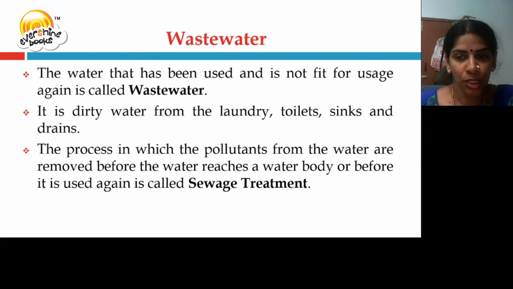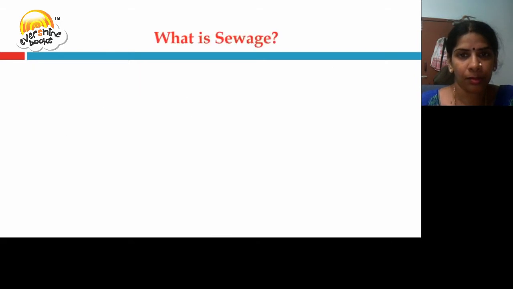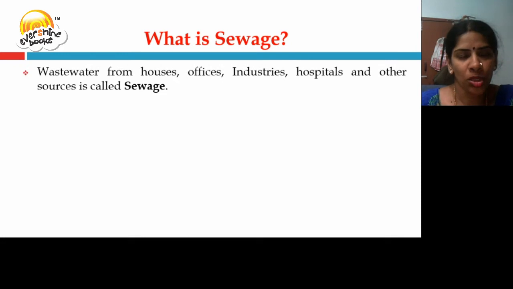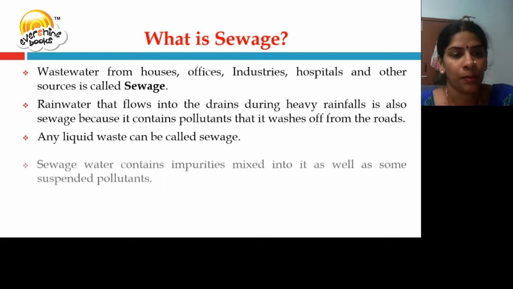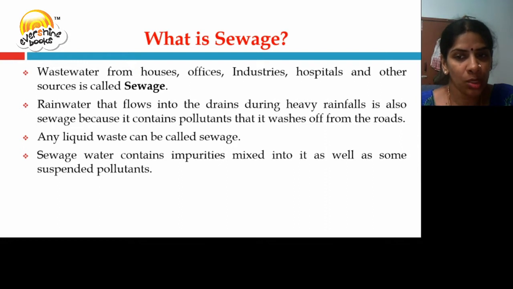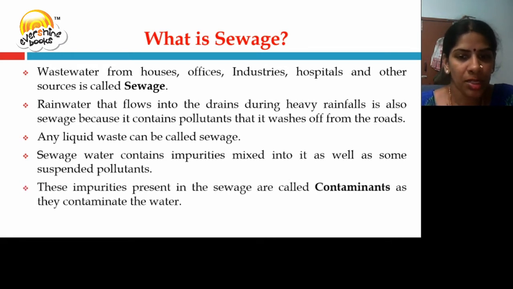The process by which the pollutants from the water are removed before the water reaches a water body or before it is used again is known as sewage treatment. What is sewage? Wastewater from houses, offices, industries, hospitals and other sources is called sewage. Rainwater that flows into the drains during heavy rainfall is also sewage because it contains pollutants that it washes off from the roads. Any liquid waste can be called sewage. Sewage water contains impurities as well as suspended pollutants mixed with it. These impurities present in the sewage are called contaminants because they contaminate the water.